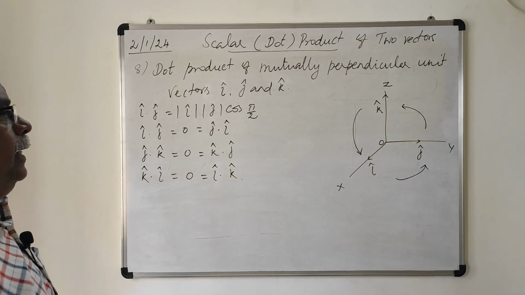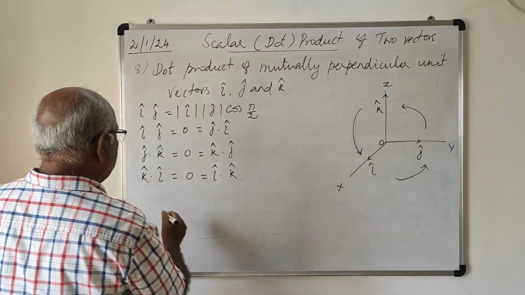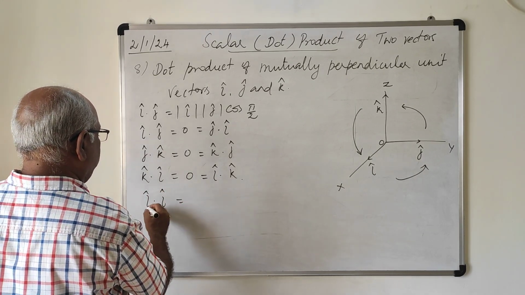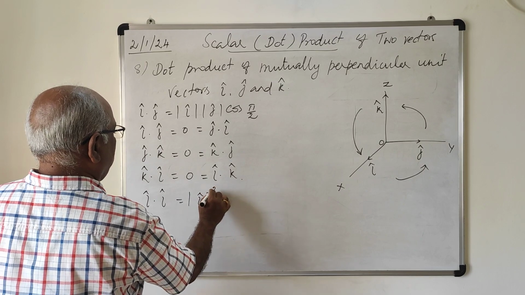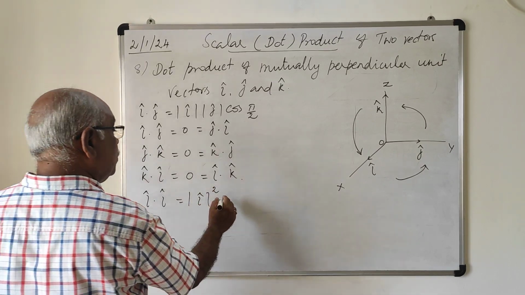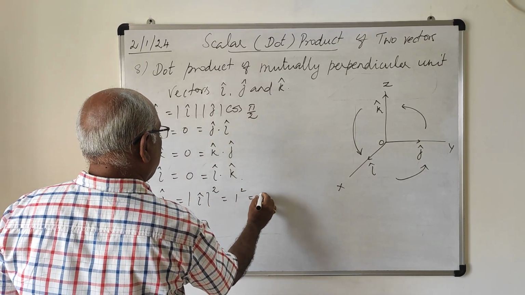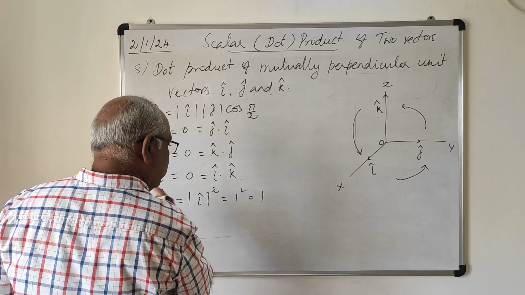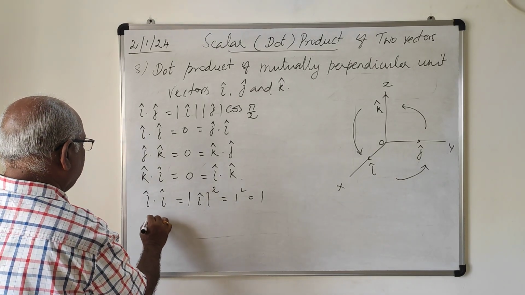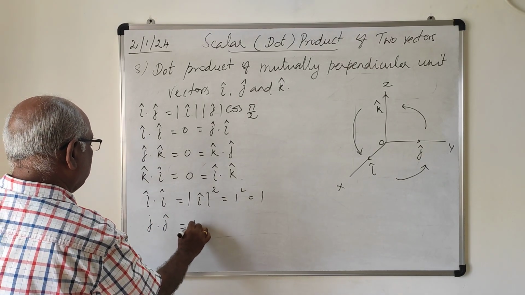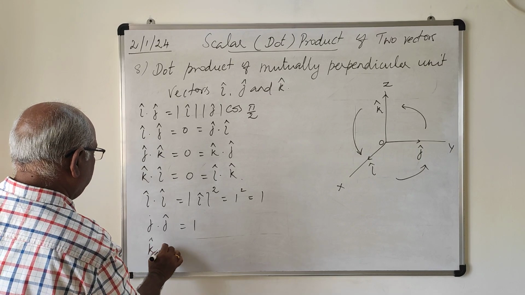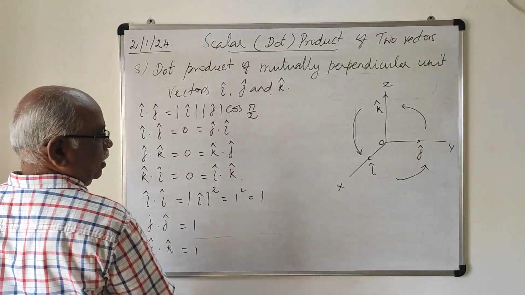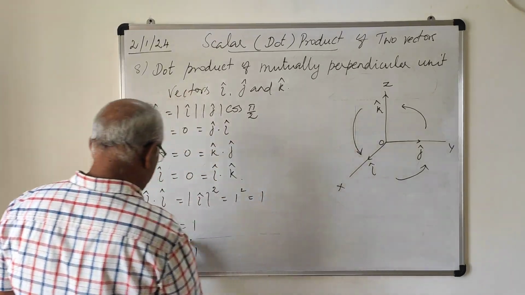Okay. Next, the dot product of the same vector, I dot I. Just now you know A dot A is A square. This is mod I square. I dot I is mod I square. Mod I, you know, is a unit vector, 1 square. Therefore it is 1, because I is a unit vector. Similarly, J dot J is also 1. K dot K is also 1. So I dot I is 1, J dot J is 1, K dot K is 1. The same vector dot product is 1.